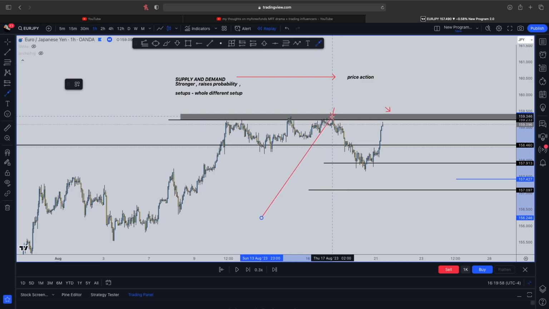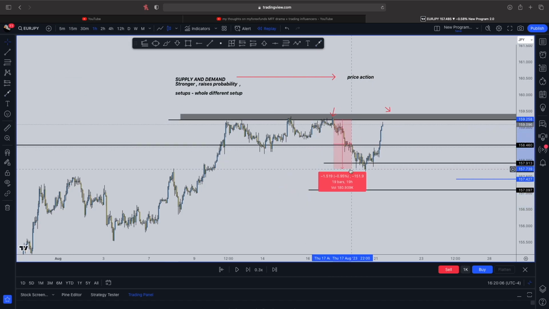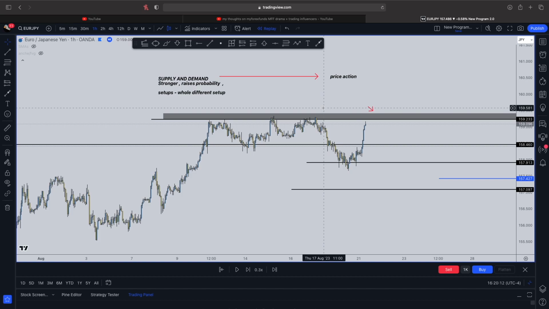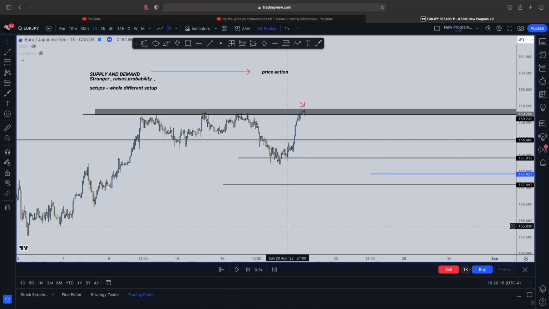And as you can see over here, you could have simply shorted off a supply and demand, and price just dropped an insane amount of pips. I'd probably reckon this is over 150 pips. So this is one of the best places to short, but the best time to short is over here, when you have more data and more proof that this is a supply and demand area.